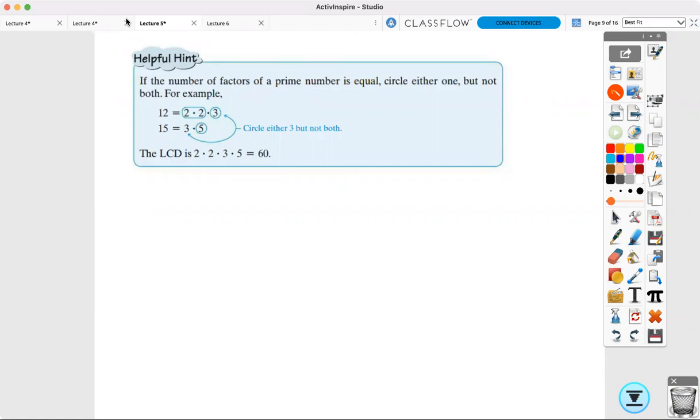Anyone need additional time to copy down this helpful hint, guys? Anyone need additional time? All right.